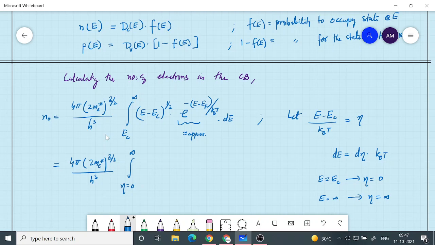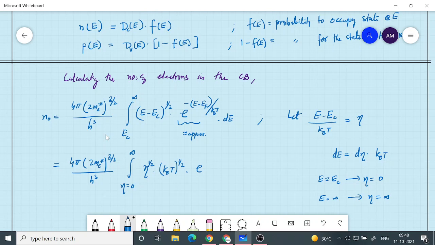Then we have E minus EC. E minus EC is eta into kBT. So eta raised to half into kBT raised to half. kBT is a constant, so I will take kBT raised to half outside. Or for the moment, let me put it inside, and then finally I will take it outside. kBT all raised to half. Okay, so this is (E minus EC) raised to half.